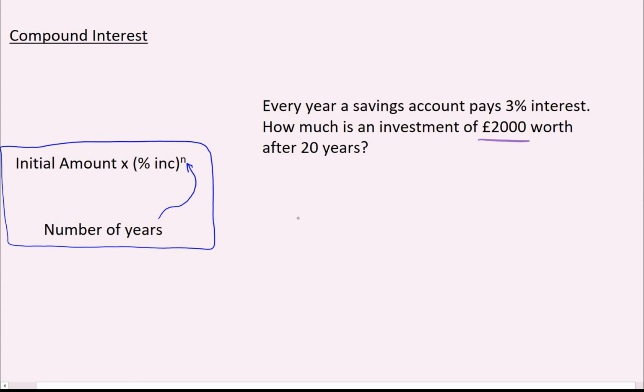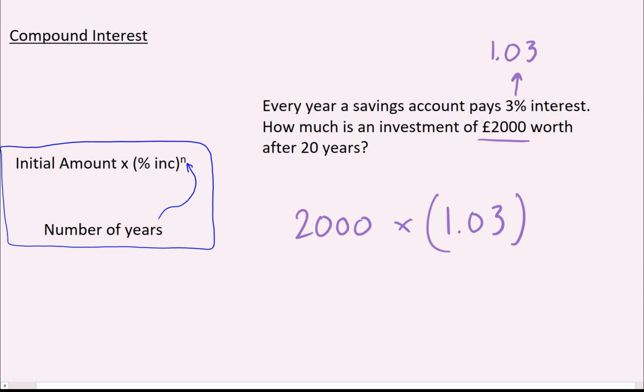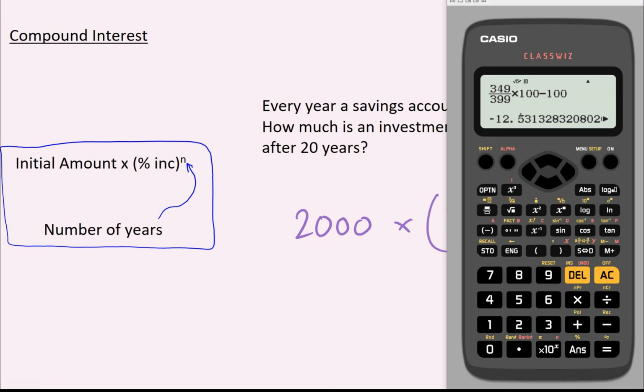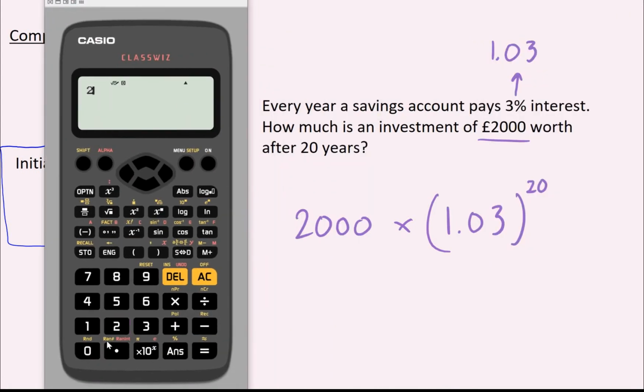So my initial amount is £2,000. I then want to times it by the percentage increase. So if we're increasing by 3%, our multiplier is 1.03. So it's times 1.03, and then it's that to the power of the number of years, which is 20. And that's it. That's all you need to do. You can then just reach for a calculator and type that all in. So 2,000 times 1.03 all to the power of 20, which gives you £3,612.22.